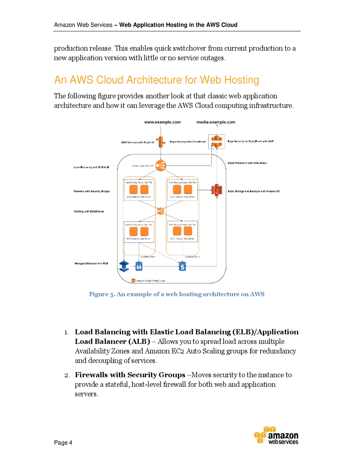1. Load balancing with Elastic Load Balancing, ELB. Application Load Balancer, ALB, allows you to spread load across multiple availability zones and Amazon EC2 auto-scaling groups for redundancy and decoupling of services. 2. Firewalls with security groups move security to the instance to provide a stateful, host-level firewall for both web and application servers.